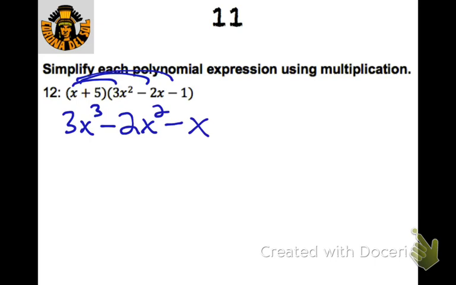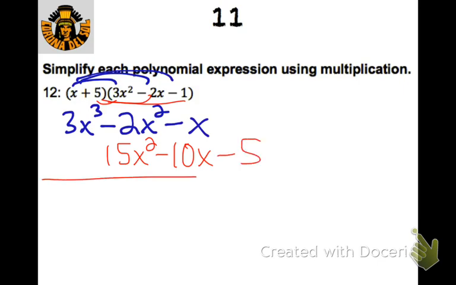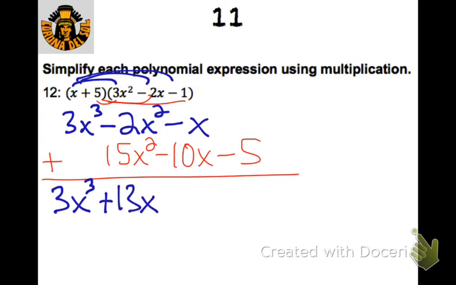And now we're going to take the 5 and multiply that through all three terms. So that would be 15x squared. And then 5 times negative 2x, that would be negative 10x. And then 5 times negative 1, so that would be minus 5. And then we're going to just combine those like terms. So we've got 3x to the third, or 3x cubed, we say. And then plus 13x squared. And then we got minus 11x, and then minus 5.